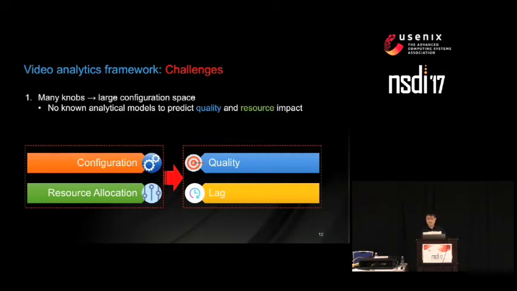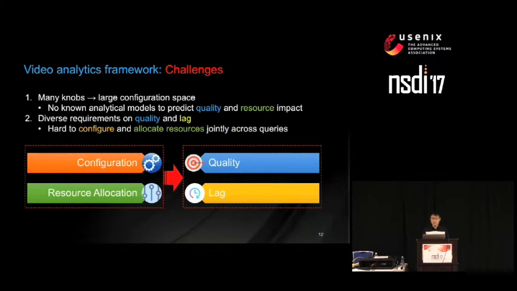There are also several challenges, as we mentioned before. Vision algorithms expose multidimensional knobs, thus a huge configuration space, and there's no known analytical model, so it's hard to directly predict the resource usage and quality impact for different configurations. Also, compared to traditional data analytics queries, video queries have a wide variety of different quality and lag goals. When scheduling queries on a shared cluster, it's challenging to jointly optimize for quality and lag at the same time. In the next few slides, I will show you how our system, VideoStorm, deals with these challenges and achieves our goal.